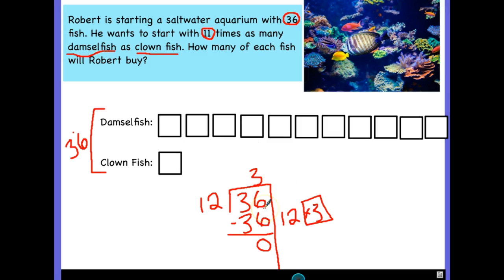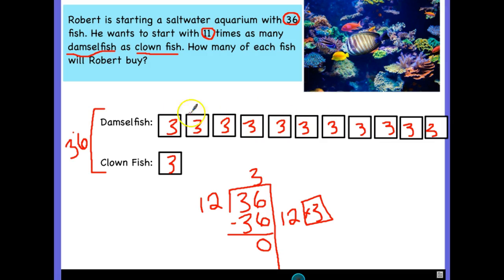Now, what do I do with this? Well, I just divided 36 by 12, so that means that each of these boxes is representing 3 fish. So I'm going to write in each box how many fish it's representing, which is 3. So once we finish this, we'll be able to figure out how many of each fish Robert's going to want to get. All right, so looking at this, how many clownfish is he going to buy? 3. How many damselfish is he going to buy?